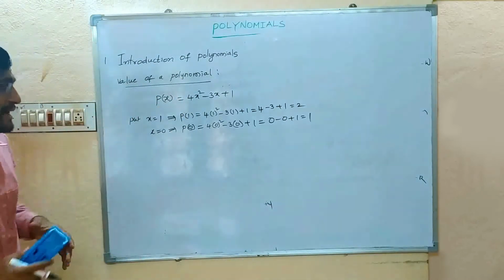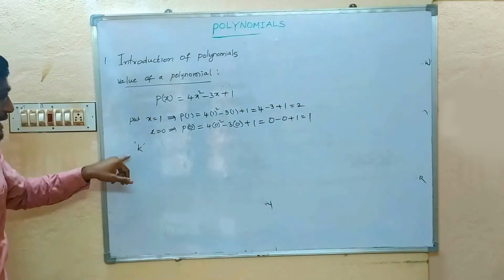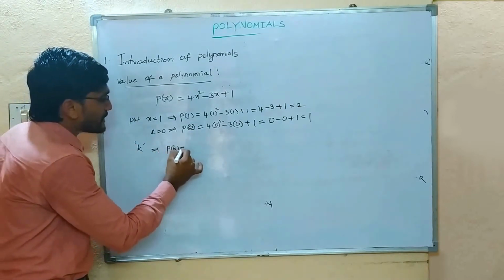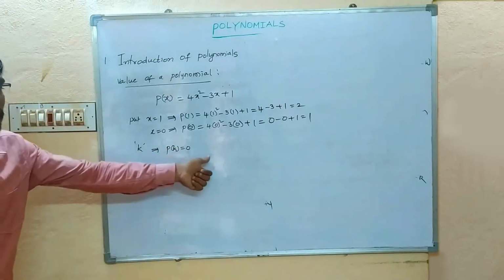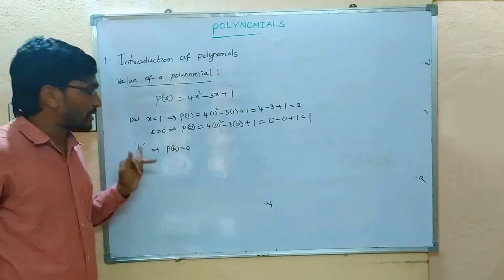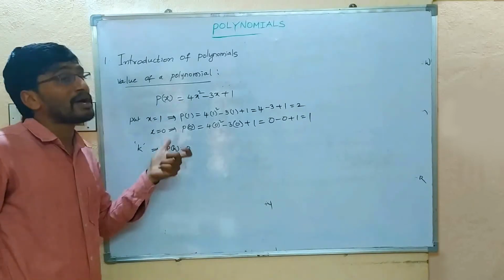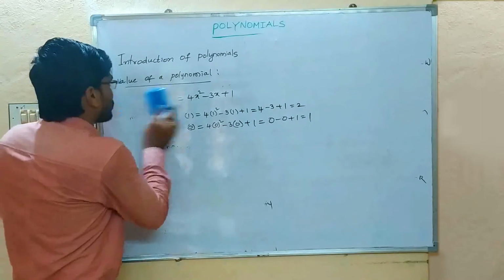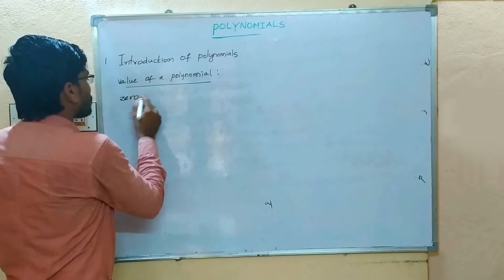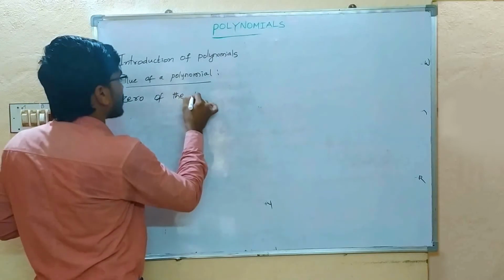Suppose I consider k is any real number, like 1, 0, like that. k is any one real number. If we get p of k is equal to 0, then k is called a zero of this polynomial. So k is any real number and if we get p of k is equal to 0, then k is called a zero of the polynomial. That I will tell you. Zero of the polynomial.